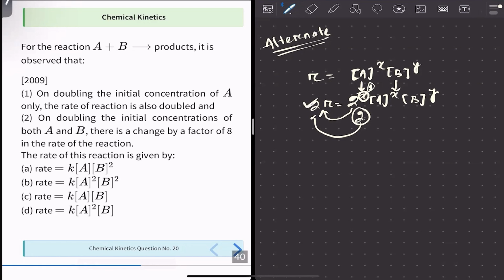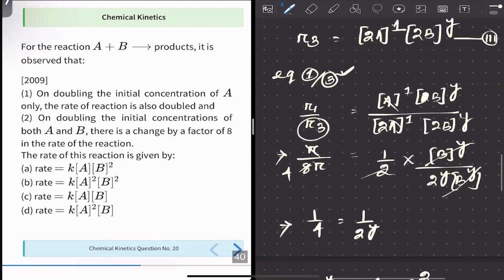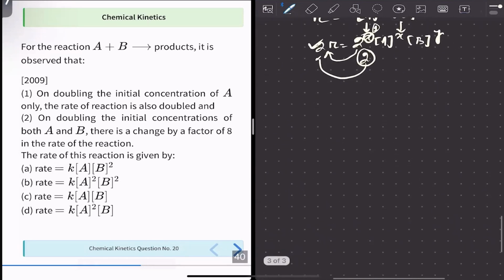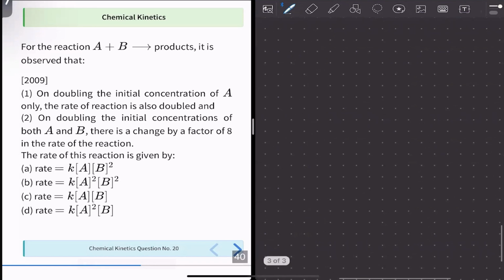You can use this type of normal analysis to find out the value of X or Y. You don't have to divide equation 1 and 2, equation 2 and 3. You don't have to write this much. I just wrote it so you can know in detail what is happening. Okay. So let's move on to the next question.